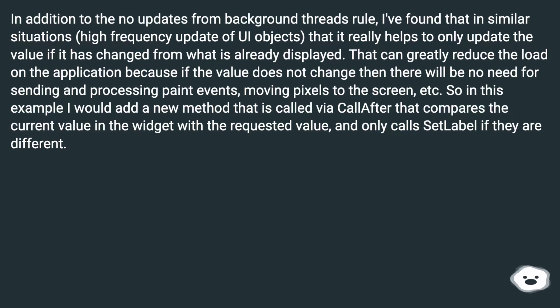So in this example I would add a new method that is called via callAfter that compares the current value in the widget with the requested value, and only calls setLabel if they are different.